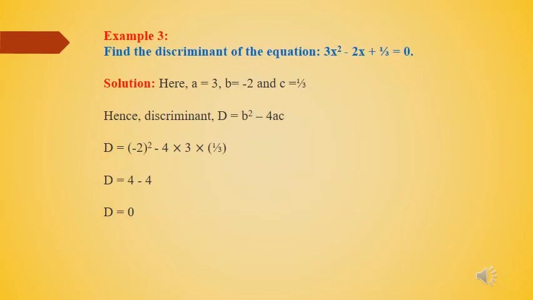Now students, in this example you have to find only the discriminant. Here a is equal to 3, b is equal to minus 2 and c is equal to 1 by 3. After putting a, b, c, we get the discriminant as 0, which means the given quadratic equation has two equal roots. But in this case we need not find its roots, we just find its discriminant.